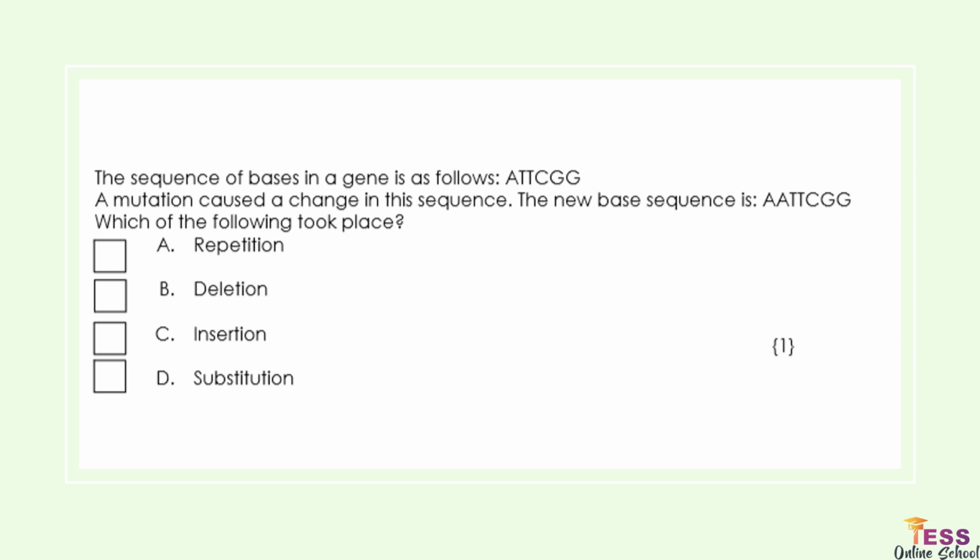The question is, the sequence of bases in a gene is as follows: A, T, T, C, G, G. A mutation caused a change in this sequence. The new base sequence is A, T, T, C, G, G. Which of the following took place? Is it A, repetition, B, deletion, C, insertion, or D, substitution? The answer is C, insertion. You can see that A, an adenine, has been inserted in the second place in the base sequence.